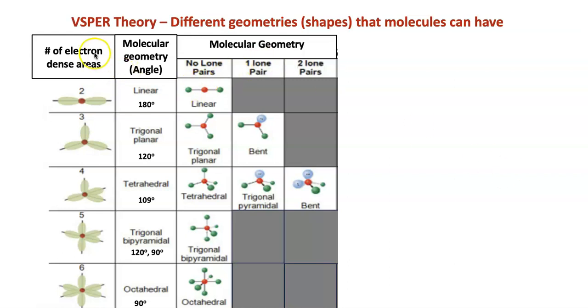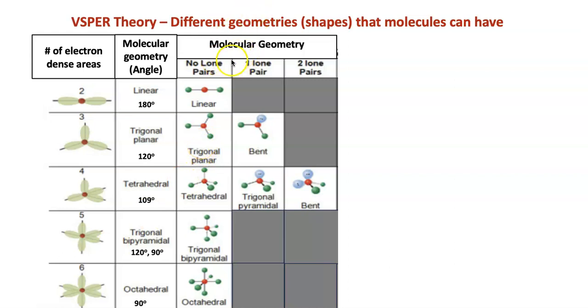So here's your number of electron dense areas. And here are the molecular geometries, the angles between these bonds. This is 180 and this one is 120. This one is 109. This one, angles depend. Some are 90 and some are 120. This one, each one is a 90.